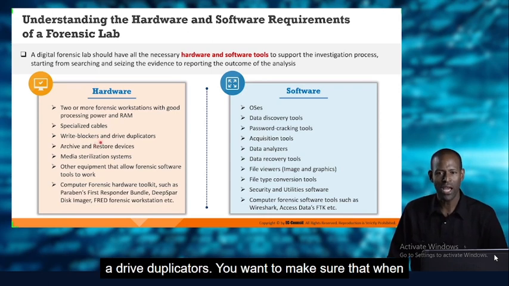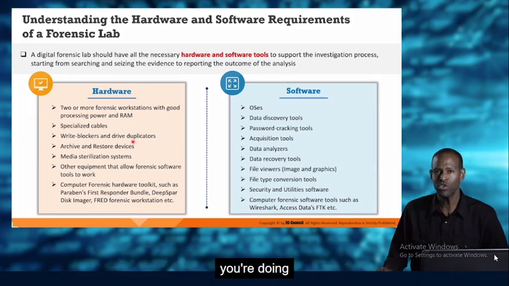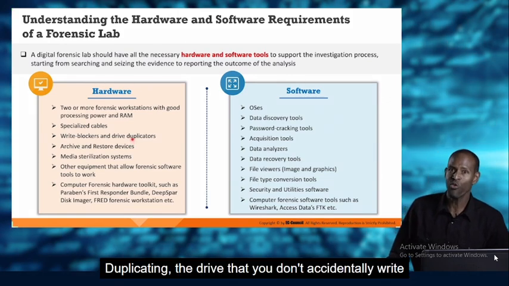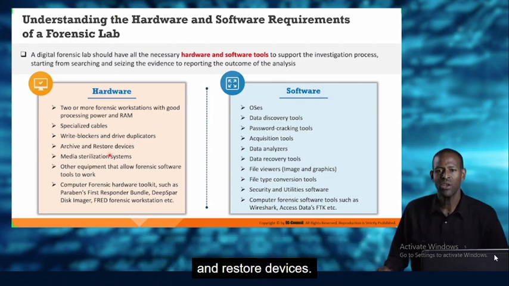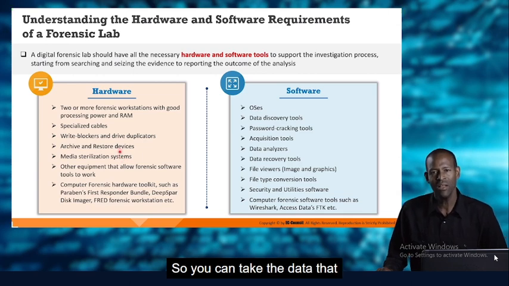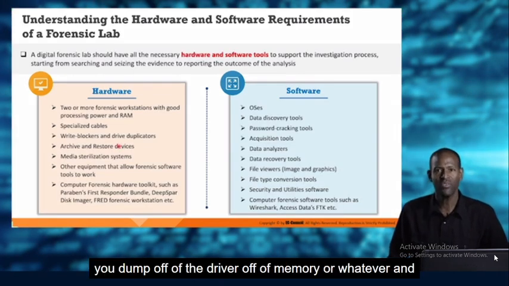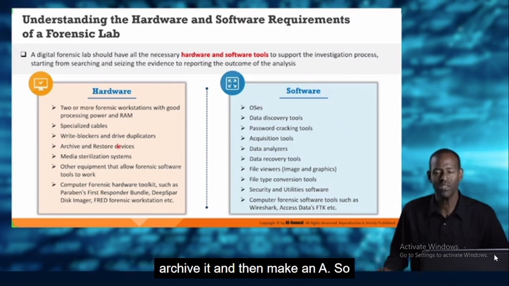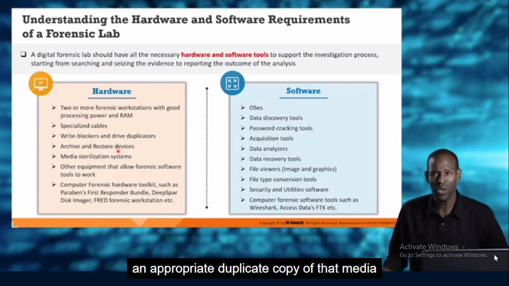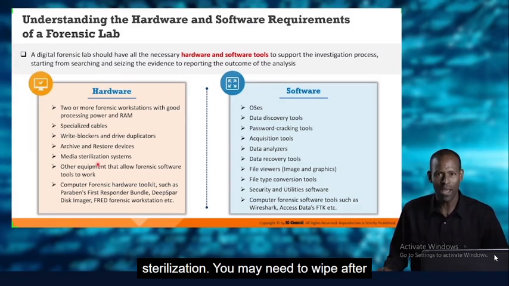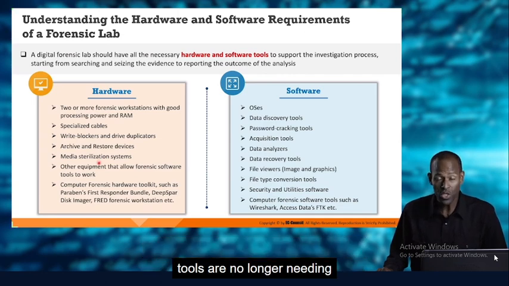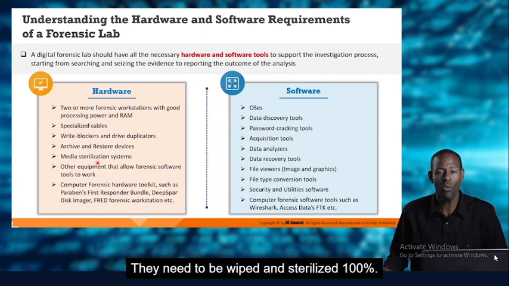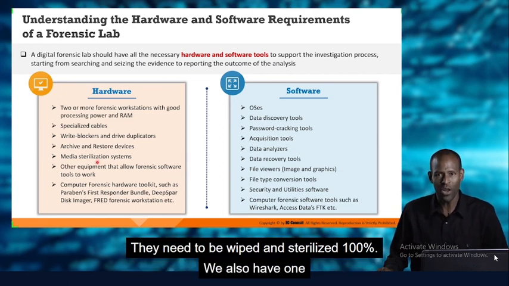Write blockers for drive duplicators. You want to make sure that when you're duplicating the drive that you don't accidentally write something to that original disk. Archive and restore devices. So you can take the data that you dump off of the drive or off of memory or whatever and archive it, and then make an appropriate duplicate copy of that. Media sterilization. You may need to wipe after an investigation is over or after certain tools are no longer needed. They need to be wiped and sterilized 100%.